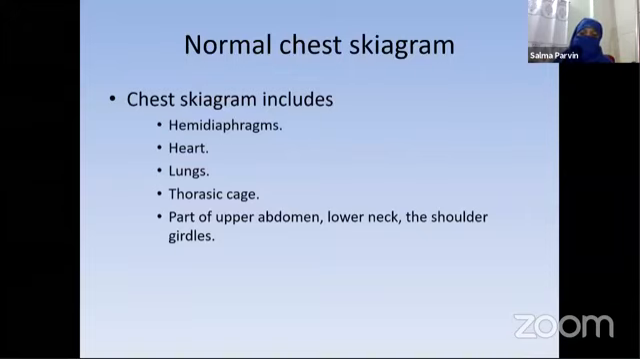And again in written form, we can go through the normal components of the chest. The diagram includes hemidiaphragms, heart, lung, thoracic cage, part of the upper abdomen, lower neck, and the shoulder girdles.